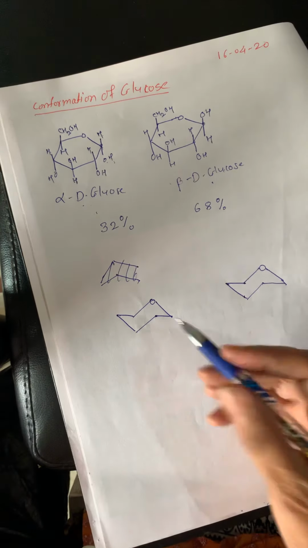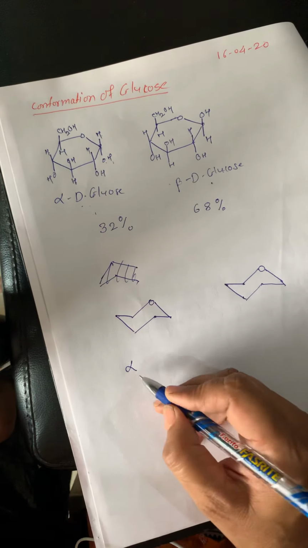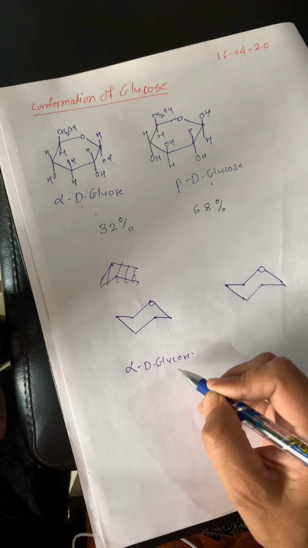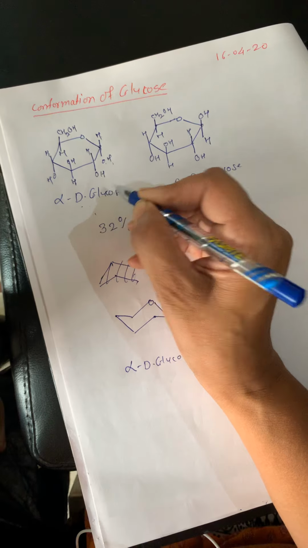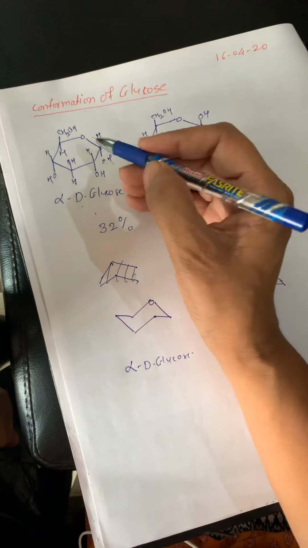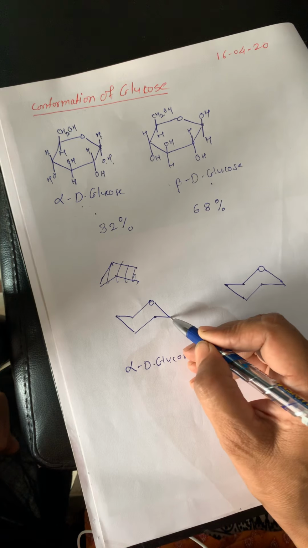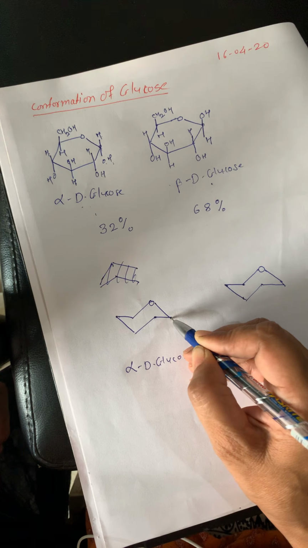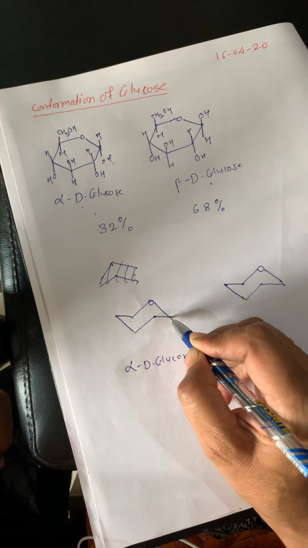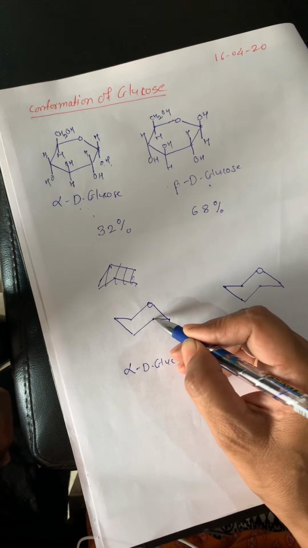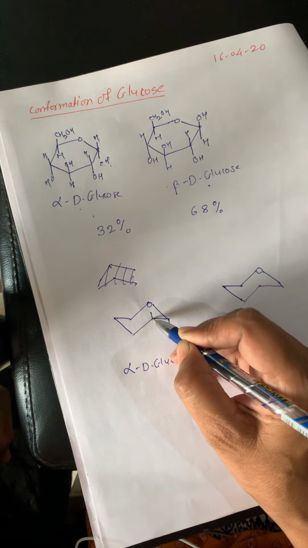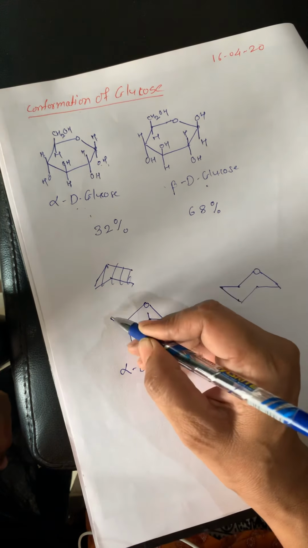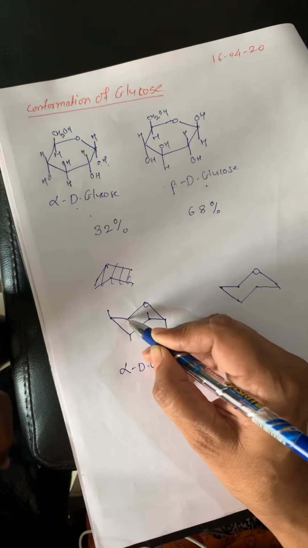Suppose we have to draw alpha D glucose in the strainless ring structure. Then you can easily draw axial and equatorial bonds. To draw the axial, the axial bonds are along the axis. If the point goes in the upward direction, draw the axial in the upward direction. If the point is going in the downward direction, then draw the axial in the downward direction. This is the upward direction, this is the downward direction.